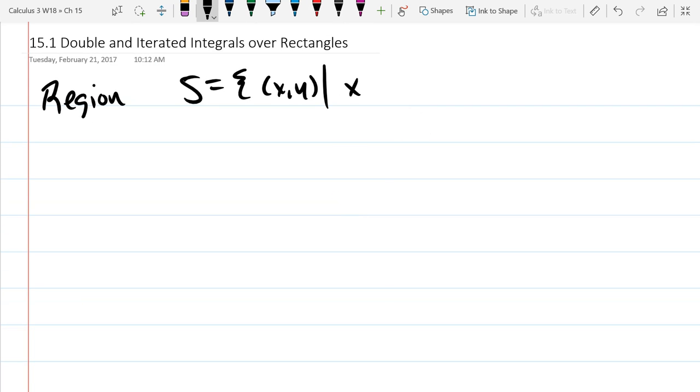Quick question before we begin. Double integrals over rectangles? Iterated. What does that mean? Iterated. Do one, then the other. Okay. Do it in order, I think that would be serial instead of parallel.